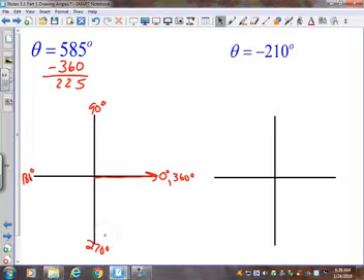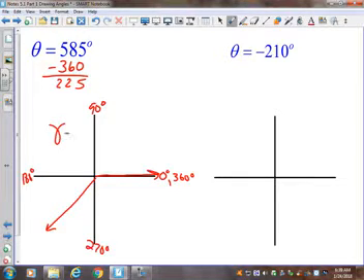So we'll come back and we'll draw a line down. Let me put that back where it goes. Draw a line down through the middle of quadrant 3. So this is a gamma angle. 585 is a gamma angle. It's in quadrant 3.